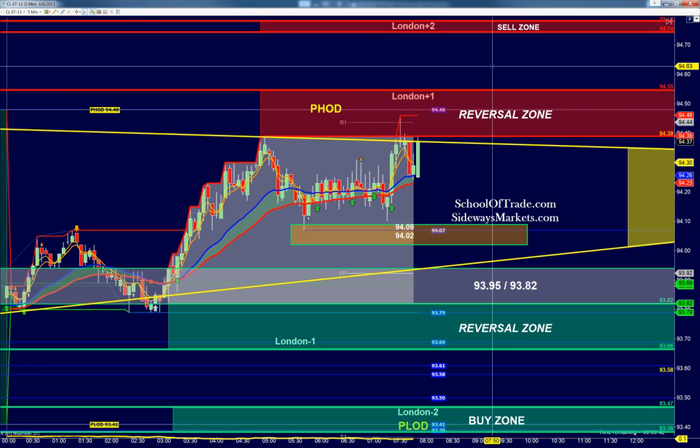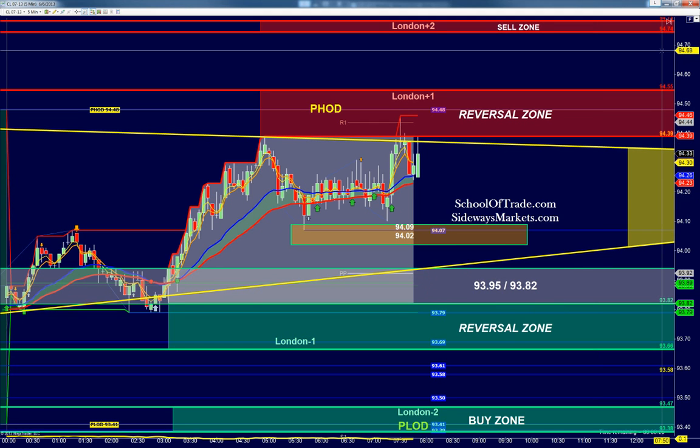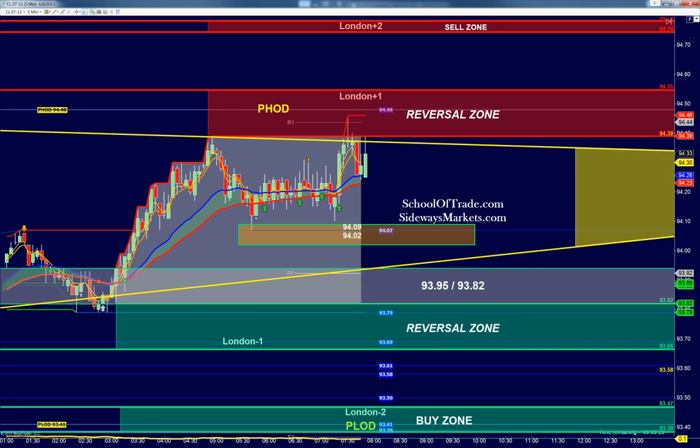On the 5-minute chart, what do we see here? 93.88. Where was that 93.88? Here it is right here. So it's conveniently located right around the lows of the London trading range. Very, very convenient. Now, on the 5-minute chart, I've located all the reversal levels here. If you were watching yesterday, you saw how all 3 of those reversal levels gave you great short selling opportunities.